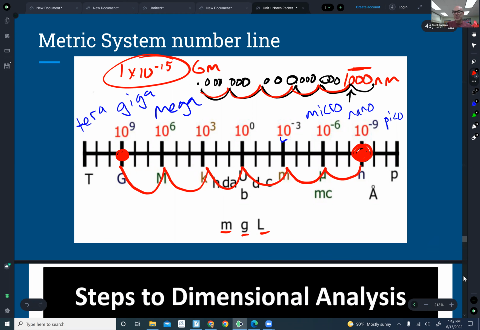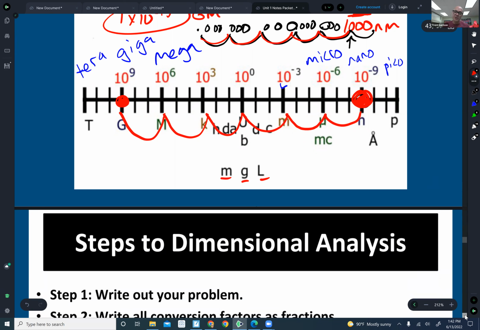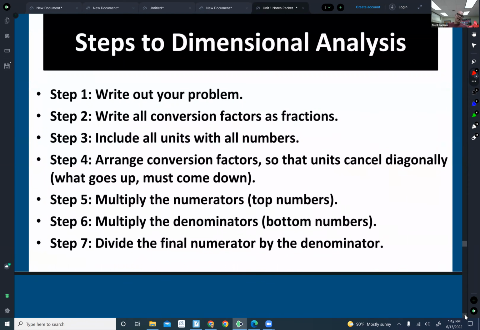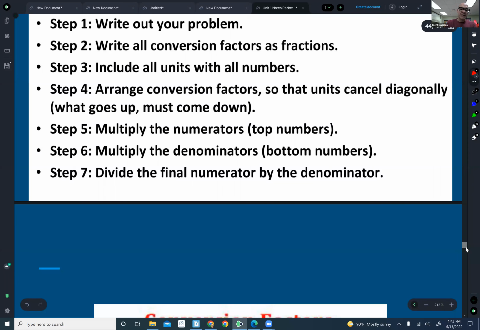Not a whole lot to do with significant figures yet, but whenever we get to it, we'll make note of it. Now, some of you may be saying, well, that doesn't work for me. I need to be able to utilize something that is a little bit more concrete. It's a more mathematical approach to it. And this is where we can do dimensional analysis. So let me show you that exact same problem where we had 1,000 nanometers that I then want to convert into gigameters.